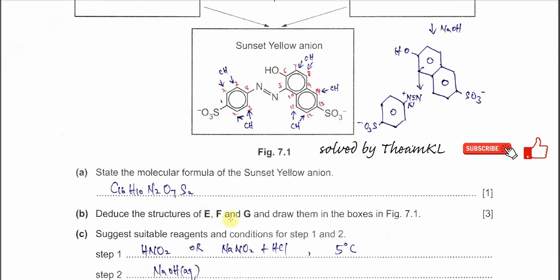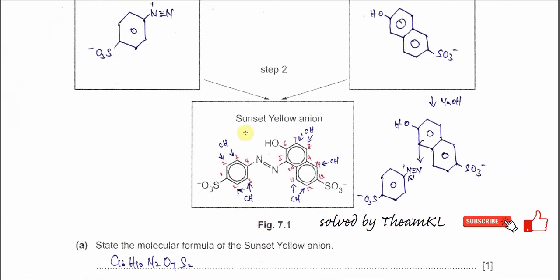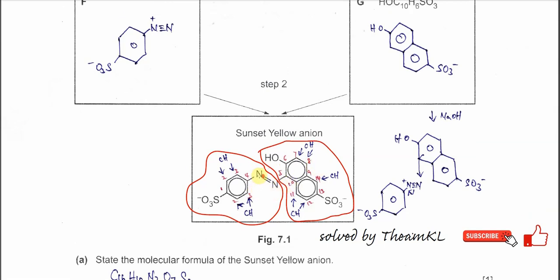And B, deduce the structure of E, F, and G then. We need to know for this sunset yellow, because this is the azo link, and we know that this azo dye is from two different compounds. So most likely this is one of that, and another one is this. So before you suggest a structure, you should at least know it's actually made from two molecules or two species, right? And if we know this, then we can start from this step one.